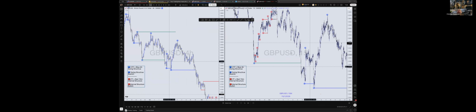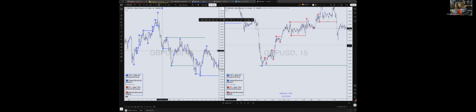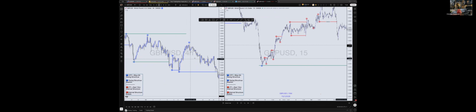So here, this is the 4-hour time frame. Here is the 15-minute. And let's see, where is it? Yeah. So you can split your chart into two. You have your high time frame over here, and you can maybe have your lower time frame here.